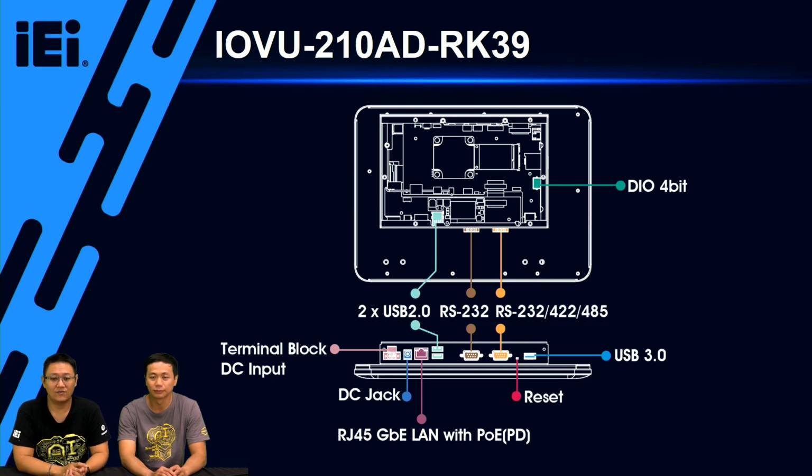This is how the IOVU 210AD looks. It looks similar to the IOVU 10F, but we made some changes in the rear and size in the design. For example, we changed the VESA 100 to the VESA 75.